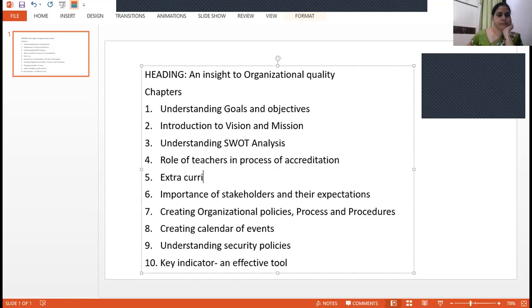What topic had Rajinder Singh sir given? Rajinder sir's topic was a shift from verticals to horizontals. A shift, yes, that will come at the top only. A shift from verticals to horizontals. It should be an insight into organizational quality.